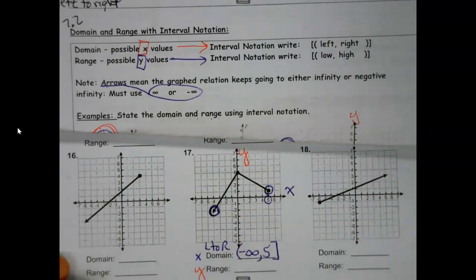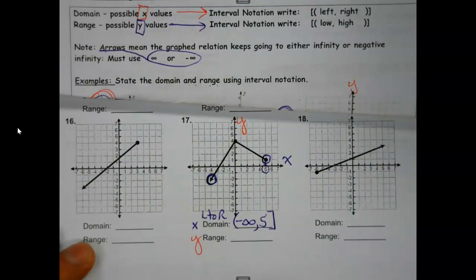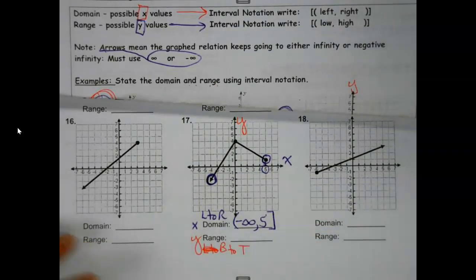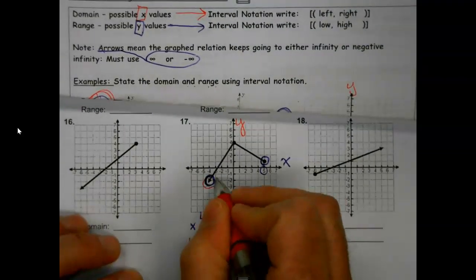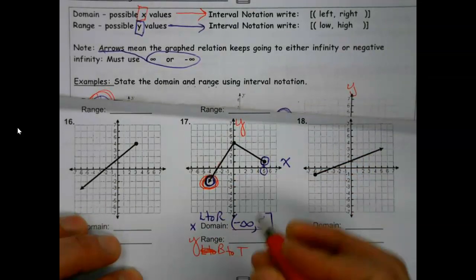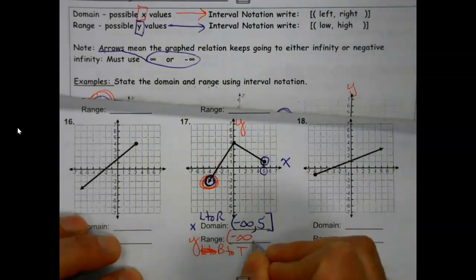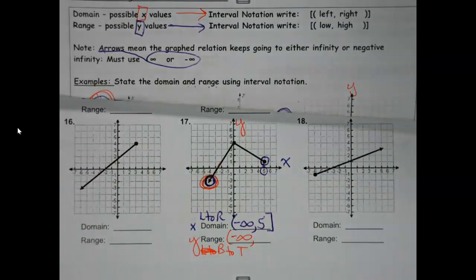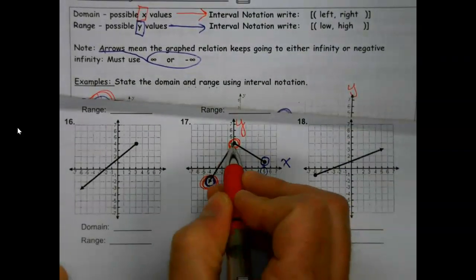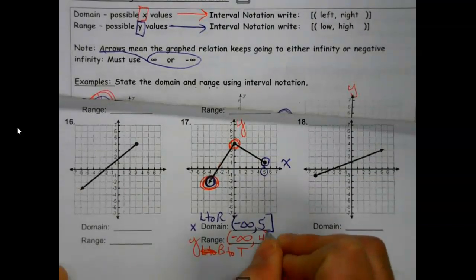When I go to deal with range, that's Y values. I don't like using low to high. I'm going to use bottom to top because I think it makes more sense. So the bottom, the lowest point, is here again. Going down forever again. If it's an arrow, it's an infinity of some sort. But we don't go up forever. Here's my top point. That's as high as I go. And that Y value is 4.